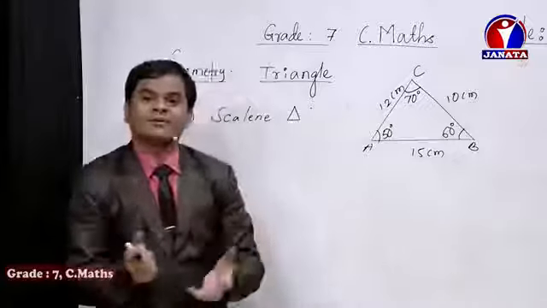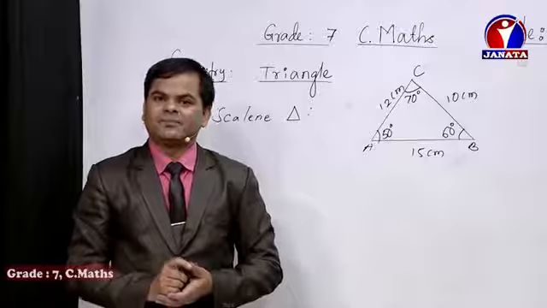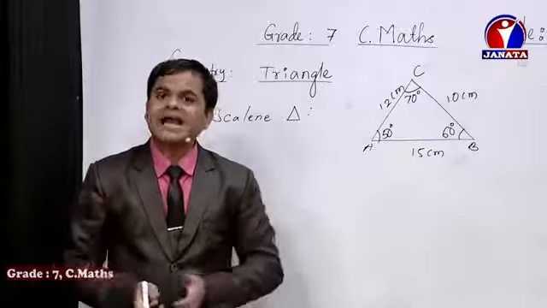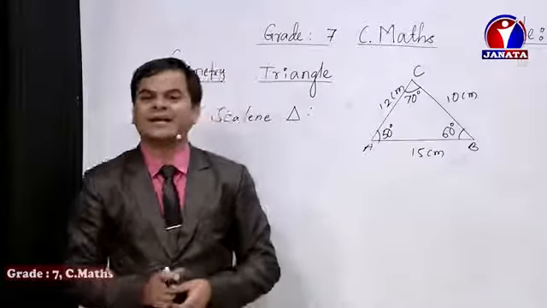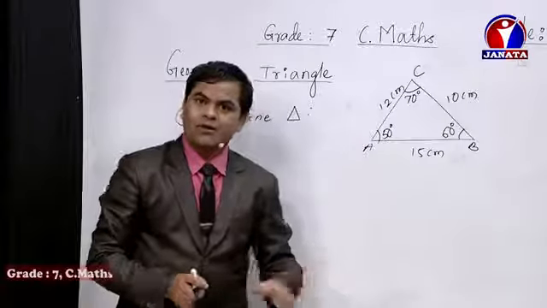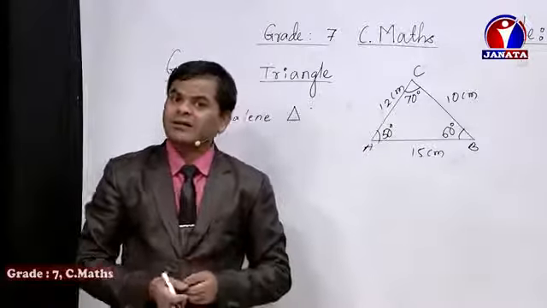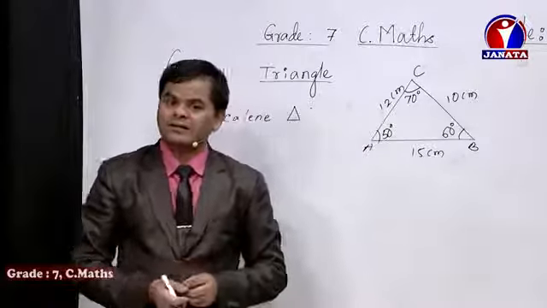So how can we define this one? A triangle having unequal sides and unequal angles is known as a scalene triangle. A triangle having unequal sides as well as unequal angles containing in that triangle is known as a scalene triangle. So these are the 4 types of triangle.